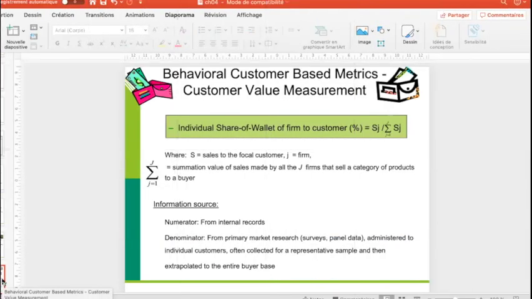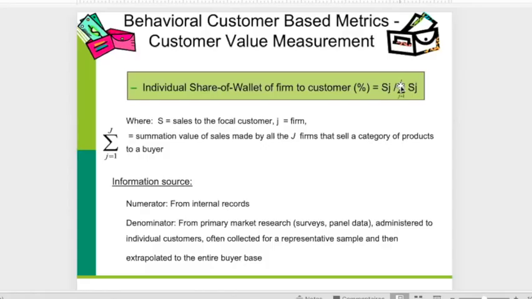The customer share of wallet is a monetary amount. It's like an individual market share. You take the expenditures of an individual customer divided by all the expenditures in the category. S is the sales or the expenditures by a customer for a given brand or firm, divided by the sum of all expenditures done in the product category.